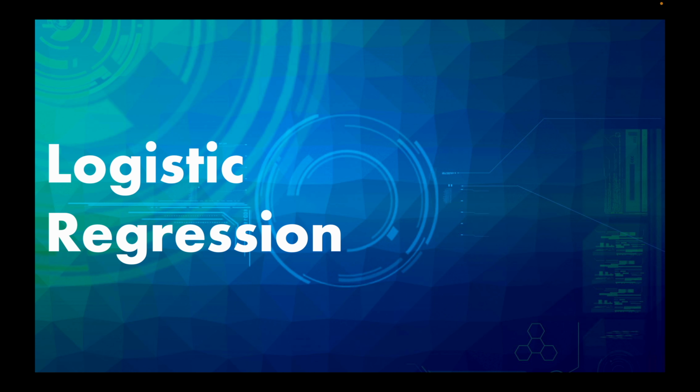Okay, that's all for logistic regression. So today we have learned that logistic regression is used for classification, and it uses sigmoid function to output probabilities, and it is very simple and widely used in real world applications.